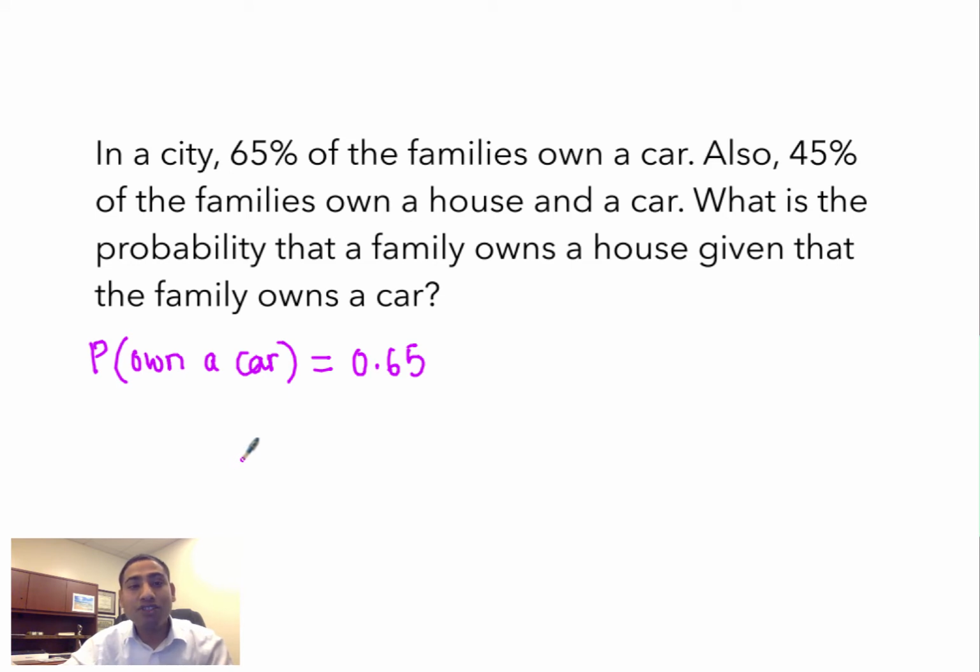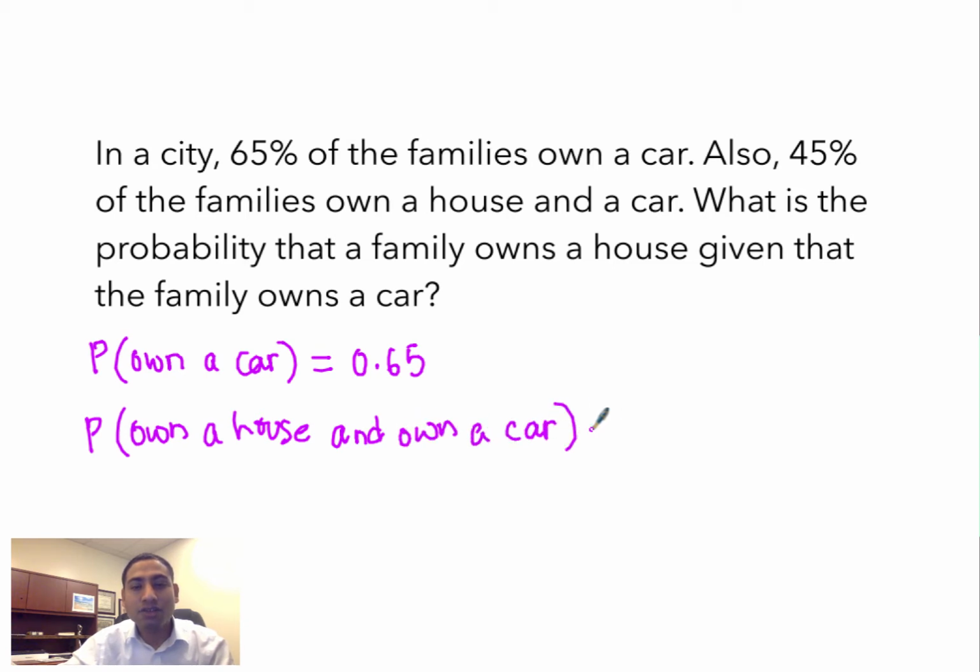Now also 45% of the families own a house and a car, so that is the probability of owning a house and owning a car. So both of those things are happening, and it is 45%, so it's 0.45. Now the question is asking what is the probability that a family owns a house given that the family owns a car. So we want to know the probability of owning a house given that you already own a car.